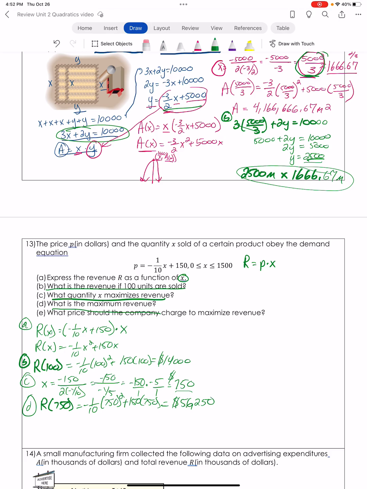Okay. E, it's asking for the price. My price is up here. So my price is going to be negative 1/10 times my maximum x value, which is 750, plus 150, which is equal to $75.